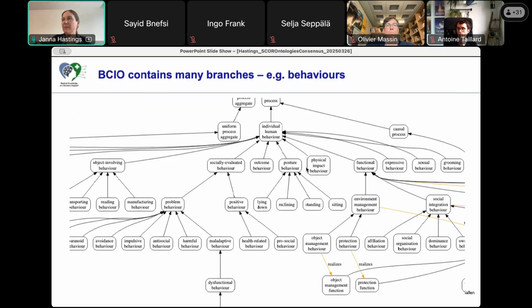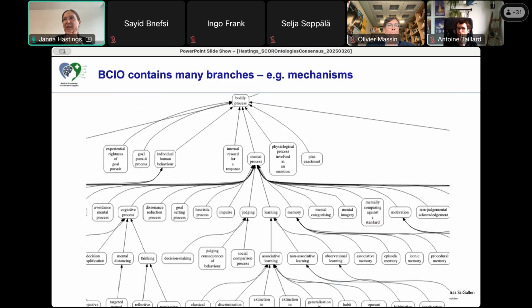But anyway, that's the challenge with classifying. One of the challenges with classifying human behaviors is the kind of context dependence of these categories, which we often use in the research literature.